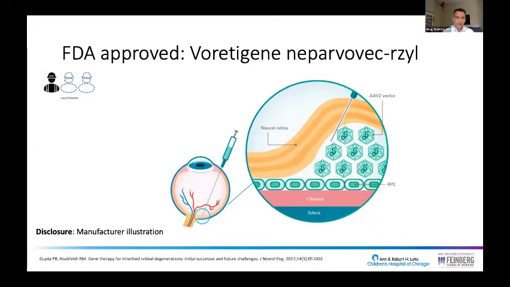So when I talk to you about these next steps, I'm going to show you some of the pluses and minuses, but it's worth keeping in mind, we're not talking about science fiction. There are places where these therapies are not only conceptually possible, but are already being used and are FDA approved.